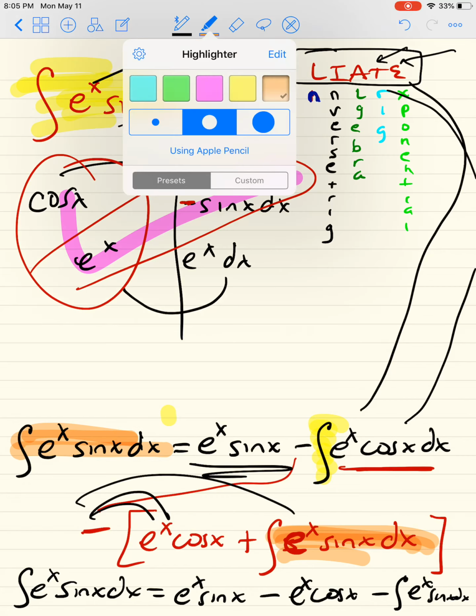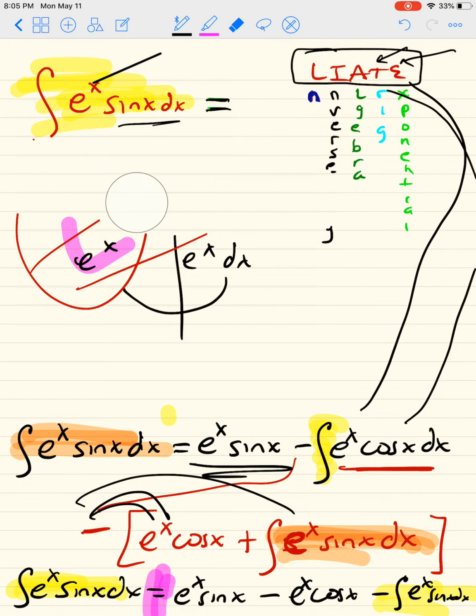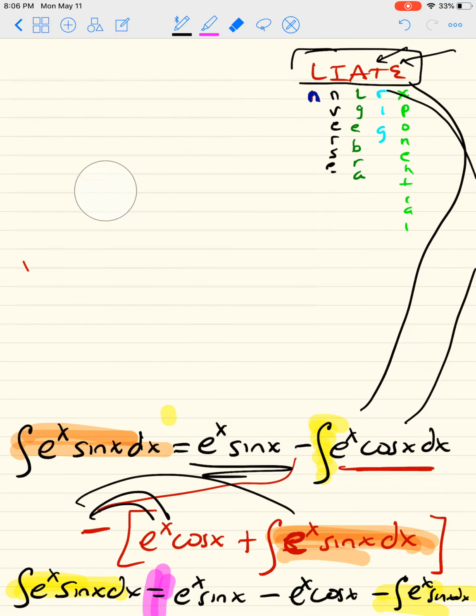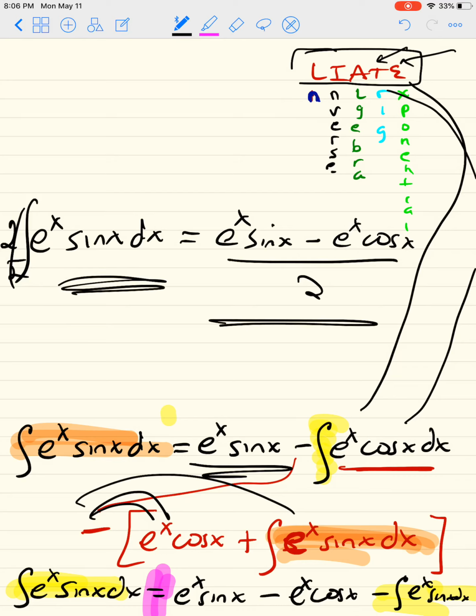Now what's going to happen is you're going to take this guy here and add him to this guy here. You're going to bring this over to the other side. Of course you can do that because that's an equal sign. And then I'm going to have the integral of e to the x sine x dx. There's going to be two of them when you add it. And that's going to equal e to the x sine x minus e to the x cosine x. And then you're just going to divide by 2, and then you get your question with its answer.